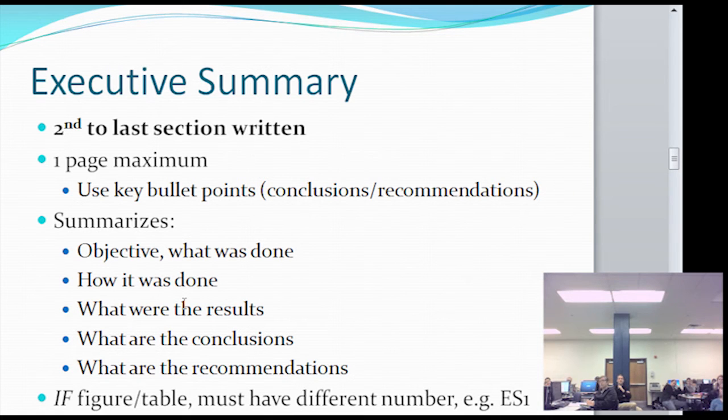If it is, it can be one that's back in the body of the report, but it must be given a different number. So they use ES1 for executive summary. When you do the list of figures, you would have ES1. It would have the exact same title as perhaps figure 5 in the report, but it would be a different number. Again, it's difficult to start with the executive summary. You need to have your report written, and then you summarize it in that section.